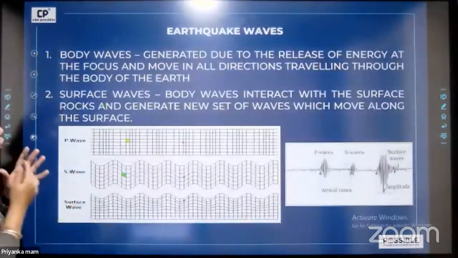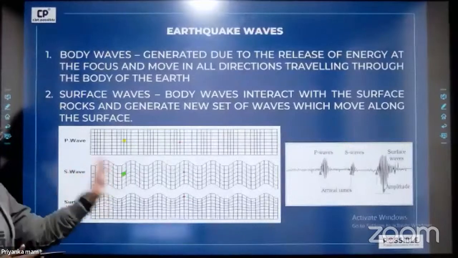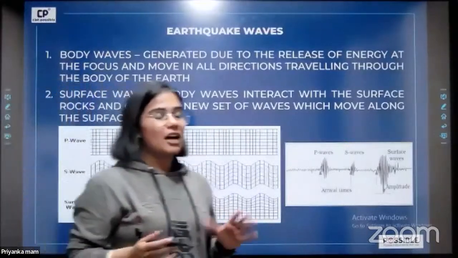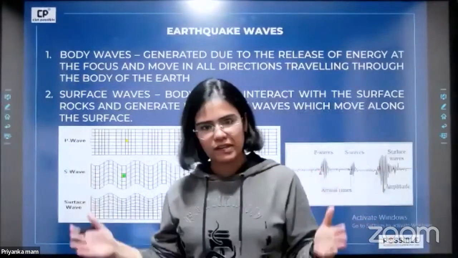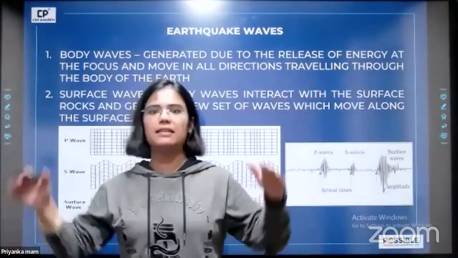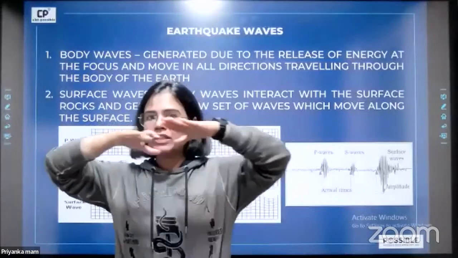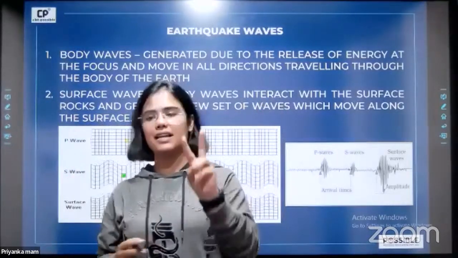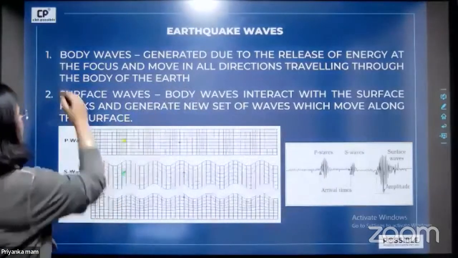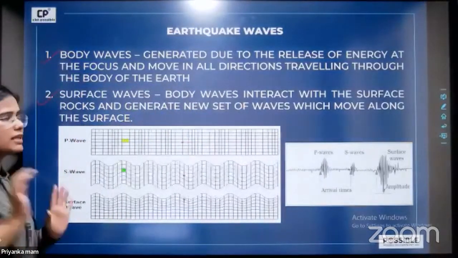अब ये कौन सी waves है? We are just talking about it. So, of course, seismic waves, ये होती क्या है? Something happens within the body of the earth and then something happens on the surface of the earth. So hence, these waves are categorized into two. One is known as the body wave and the second is known as the surface wave.